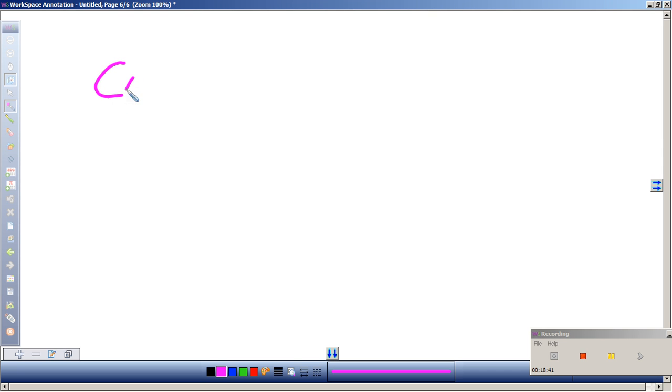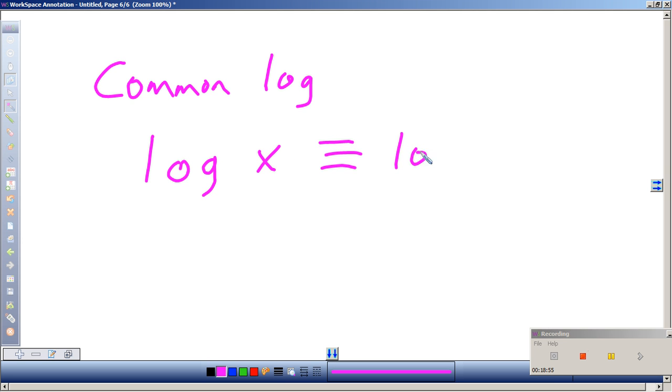Okay, a common log. This is the button your calculator has, it's the log button. So if you see just log by itself, so if I say log x, that is the same as log base 10 of x. So the log button on your calculator is the same as just saying log base 10. And it's known as a common log.